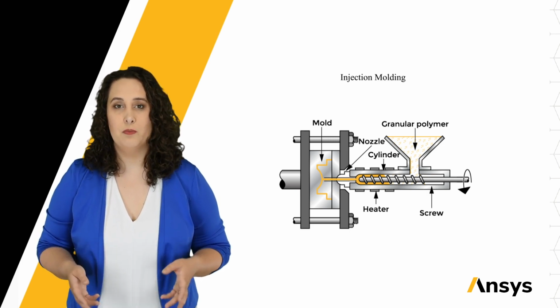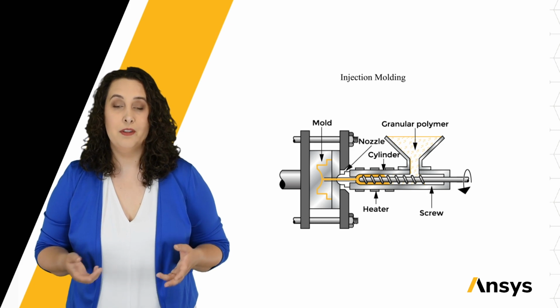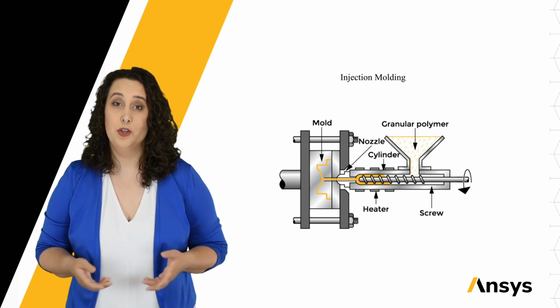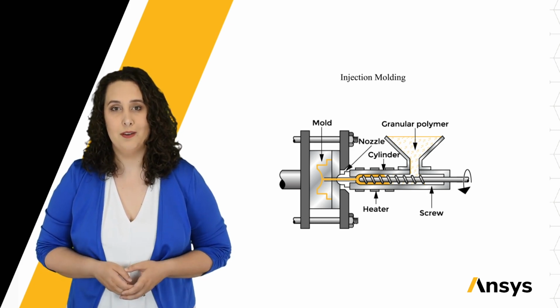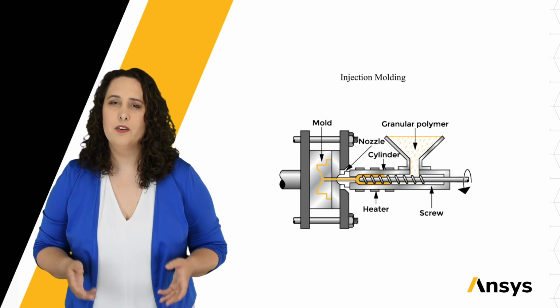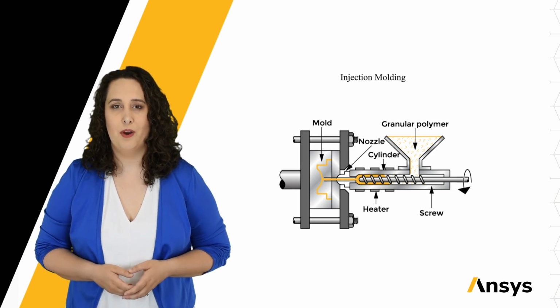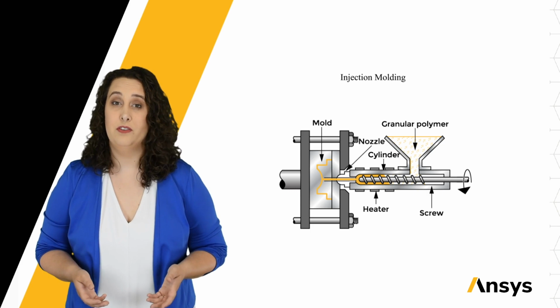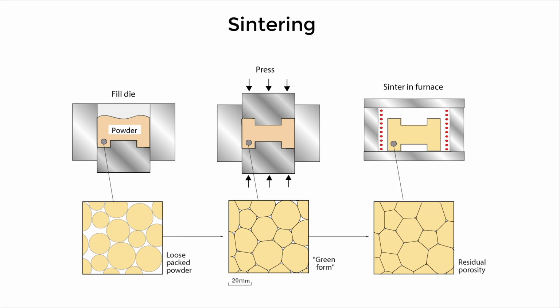At all points during this process, the temperature is being carefully monitored and controlled to ensure that we get the final product we want. But there's more to a temperature's impact on processing than just a liquid to solid phase transition. Take the sintering of ceramics, for example.